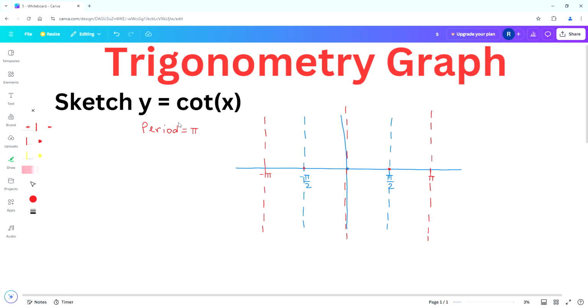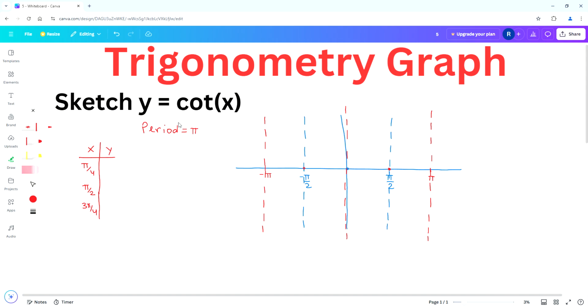Let's start by sketching the curve between the vertical asymptotes 0 and pi. We can prepare a table of values. Between 0 and pi, we can use the x values pi over 4, pi over 2, and 3 pi over 4, because for these x values, cotangent x has a whole number value.